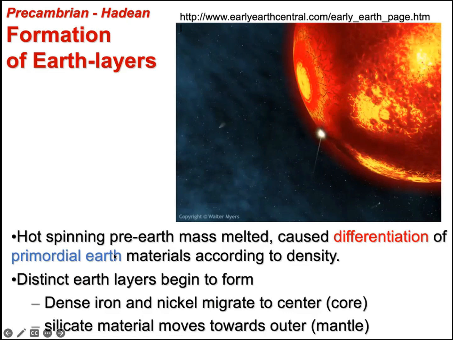That means the heavier ones, like iron and nickel, migrated to the center of this rotating early Earth body. And the other materials, which are more or less silica-rich, like silicate material we call, moved towards the outer side because they are less dense. Their density is less. Therefore, they came towards the outer side, whereas the heavy nickel and iron sank down into the central region, which we call the core region. So that's how core and mantle were separated at the early stages of the Earth's evolution. So only two layers were formed at that time, core and mantle.